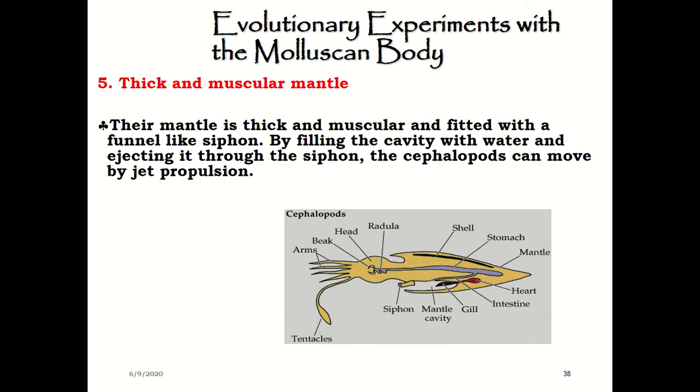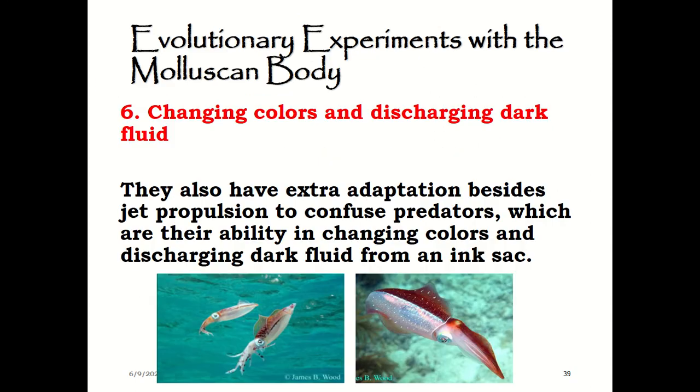Okay. So next, some classes of phylum Mollusca have thick and muscular mantles. Okay, so their mantle is thick and muscular and fitted with a funnel-like siphon. So by filling the cavity with water and ejecting the water also through the siphon, the cephalopods, such as the squid, octopus, and cuttlefish, can move by jet propulsion.